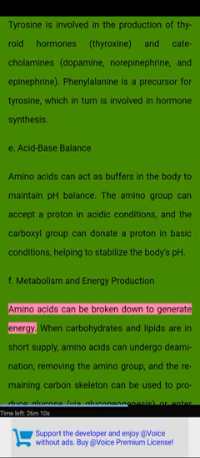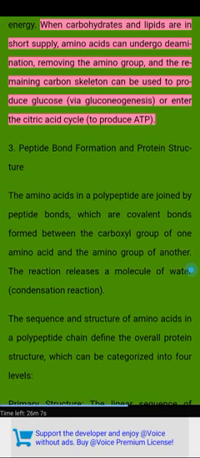Metabolism and energy production. Amino acids can be broken down to generate energy. When carbohydrates and lipids are in short supply, amino acids can undergo deamination, removing the amino group, and the remaining carbon skeleton can be used to produce glucose via gluconeogenesis or enter the citric acid cycle to produce ATP.